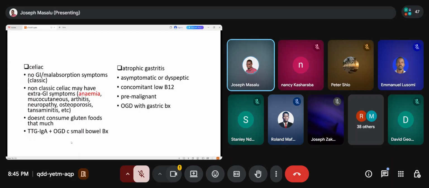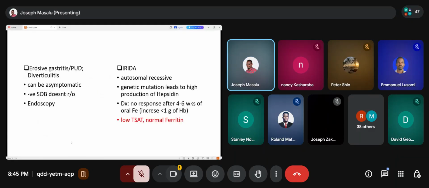And this is important: if it's there as a pre-malignant condition, you have to be followed up. Again, it will need an OGD with gastric biopsy to say so. Erosive gastritis, peptic ulcer disease, or even diverticulitis can be completely asymptomatic. And the patient had a negative stool for occult blood, but that doesn't rule out this diagnosis. Again, you will need an endoscopy to say so.